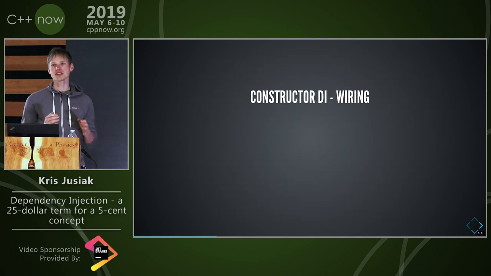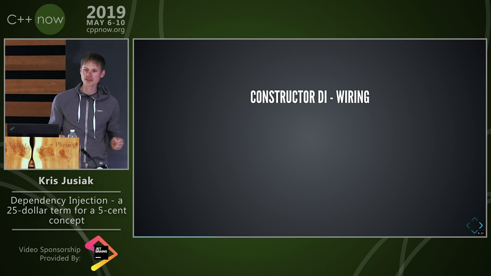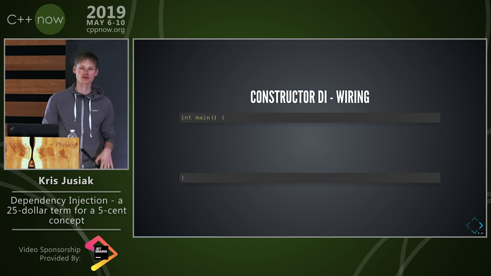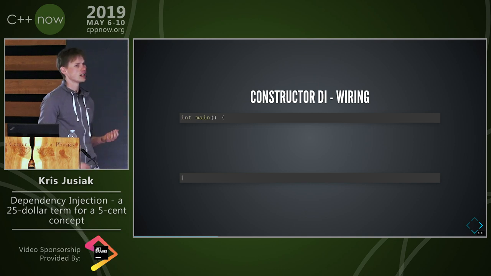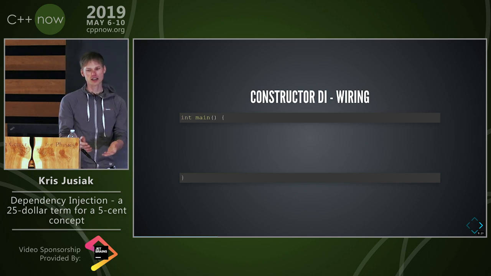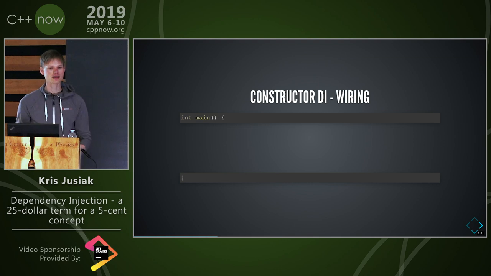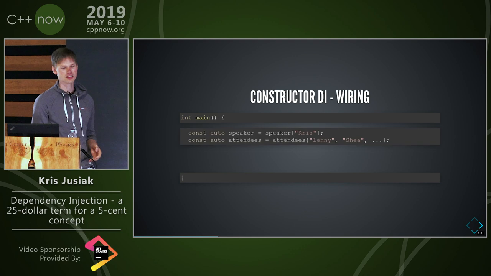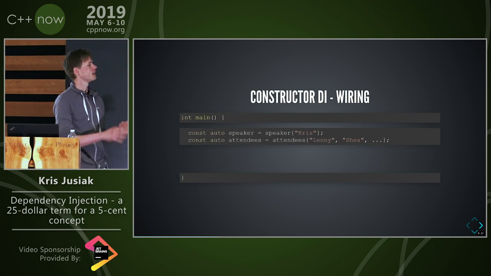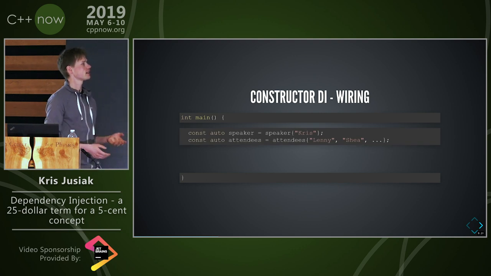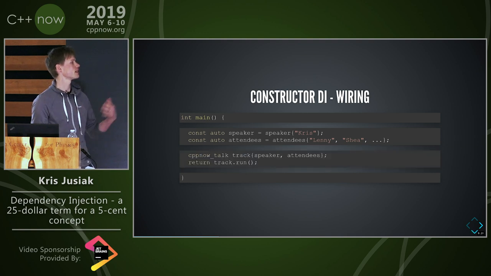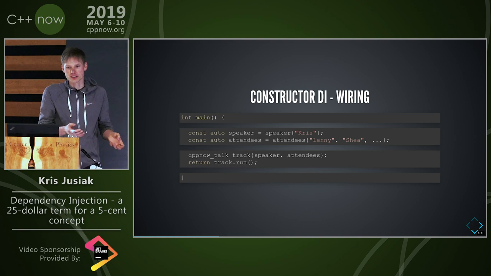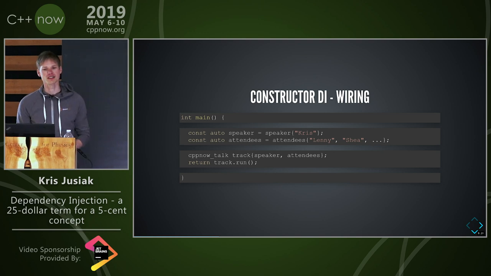But when we have DI, we introduce this wiring thing, which we'll discuss in a sec. Basically, we move the idea of constructing things inside the class to outside, so that we move that responsibility, move the problem outside. Speaker and attendees will be created outside, and then we can inject them. Inject just means pass them to the constructor. There's no magic in that.